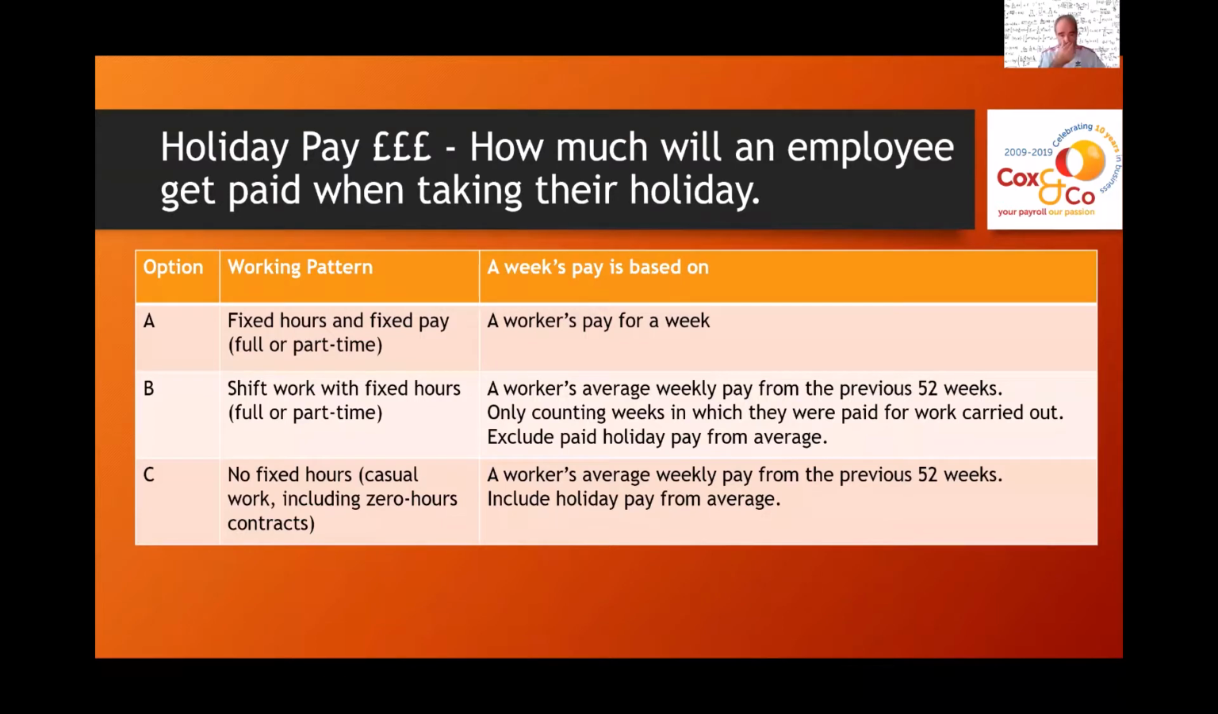If you're a weekly paid worker and your hours are predominantly fixed, maybe 40 or 35 or 37 and a half, then it's calculated differently. If you're genuinely 0 hours, up and down like a yo-yo with no fixed pattern. In both cases, we're going to be referencing a worker's average weekly pay from the last 52 weeks. And we're going to be counting weeks in which they were paid for work carried out. So that's an important thing to note.